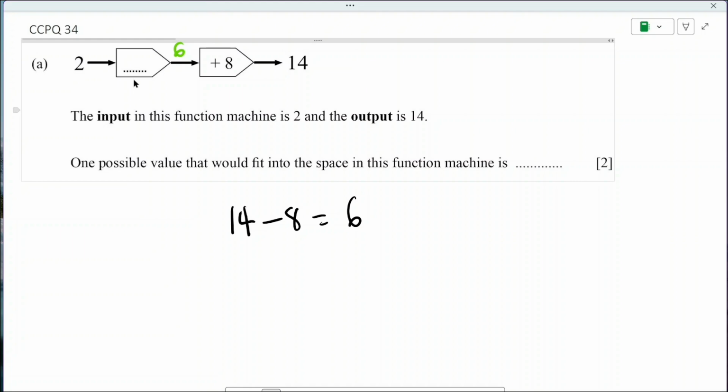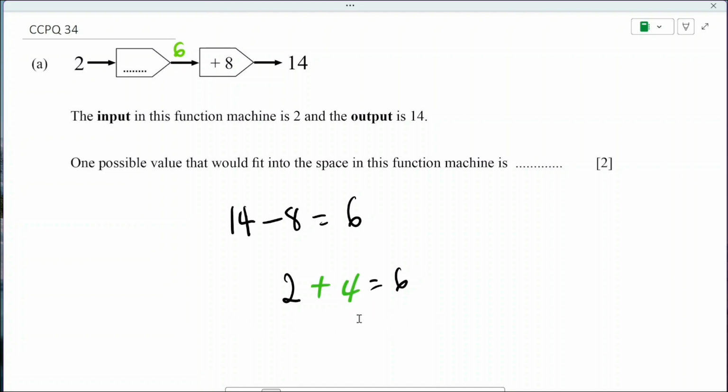It's now therefore easy to find the value that will fit into this empty space. At this point, it's best to go from the left to the right. You have 2, then what would you do to 2 to give you 6? The question says one possible value that could fit into this space. So how can 2 get you 6? There's an increase, and when there's an increase, you either add or multiply. So what would you add to 2 to give you 6? You add 4.